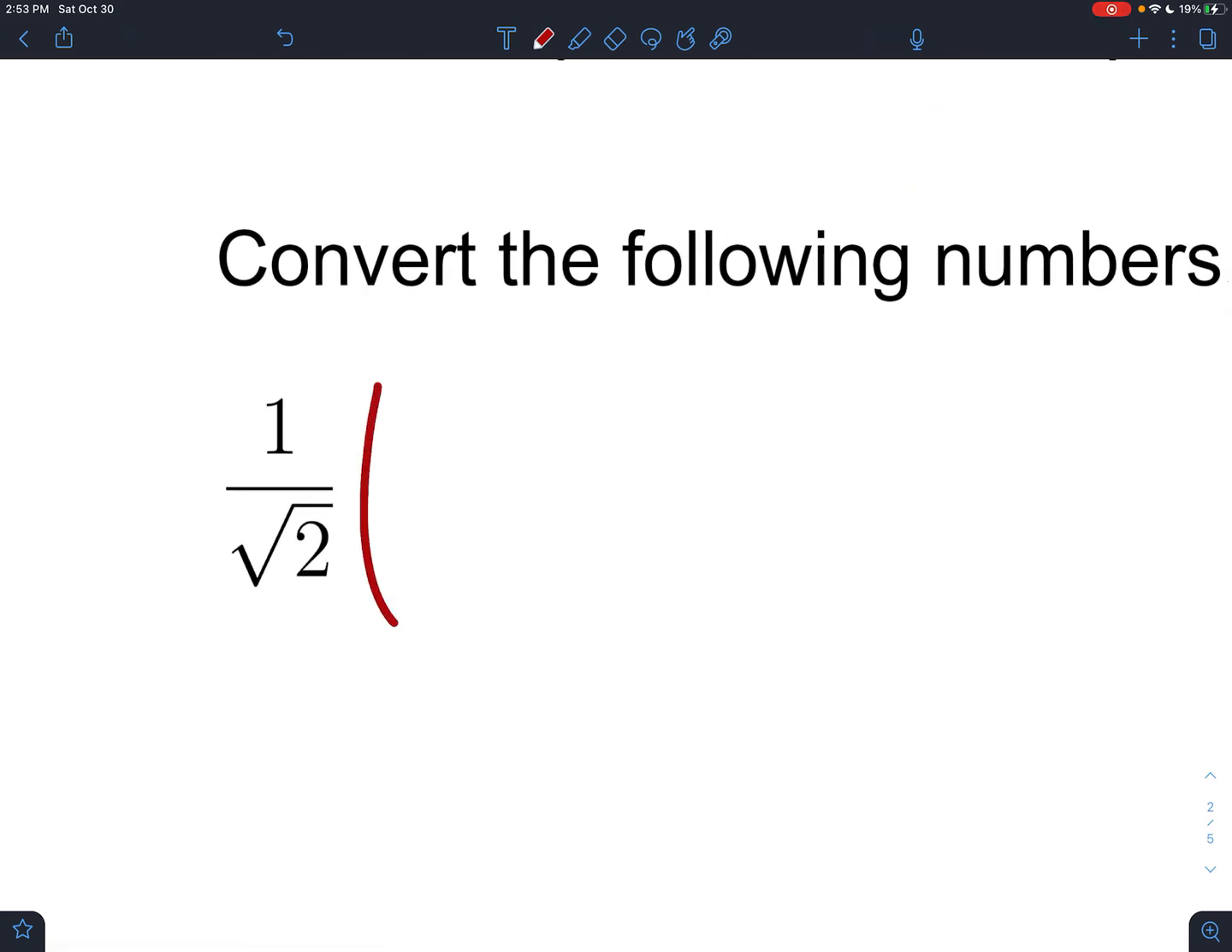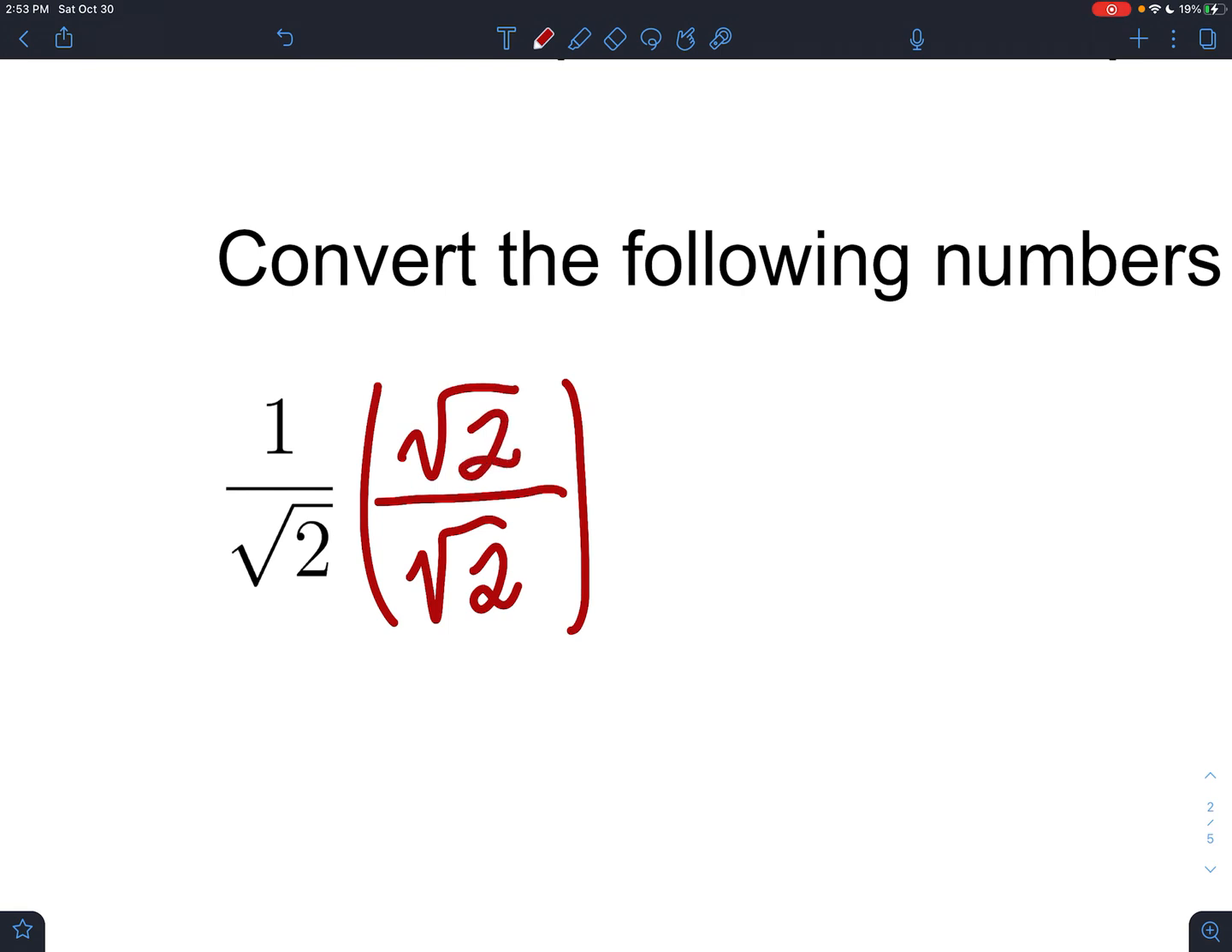And the strategy is to go ahead and multiply top and bottom by that root in the bottom, because we know that the square root of 2 times the square root of 2 is 2. And you might be asking, well, why is that true? Why does the square root go away?